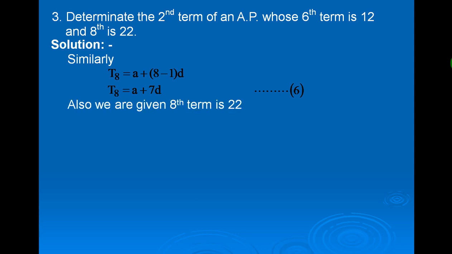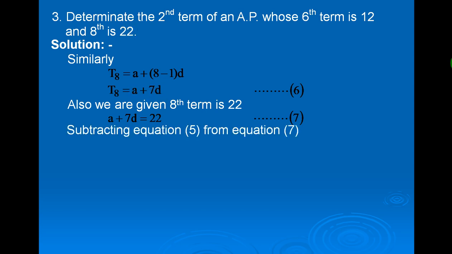Also, we are given that the 8th term is 22. That is, T8 is equal to a plus 7d from equation 6, and T8 is equal to 22 that we are given in the question. Therefore, a plus 7d is equal to 22. Put this equation number 7.